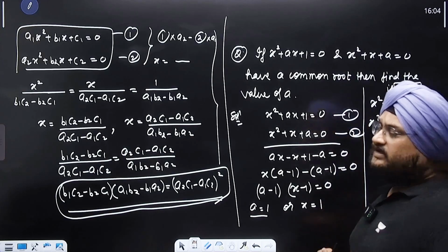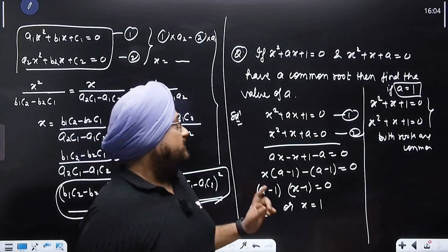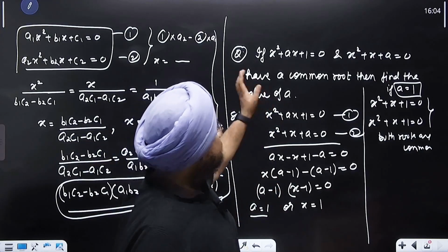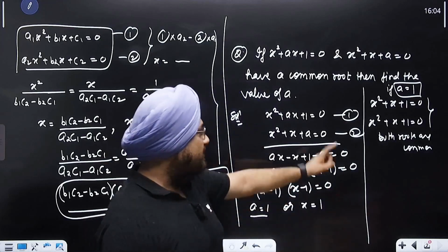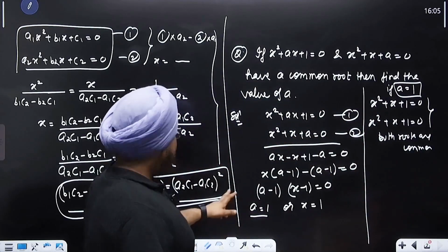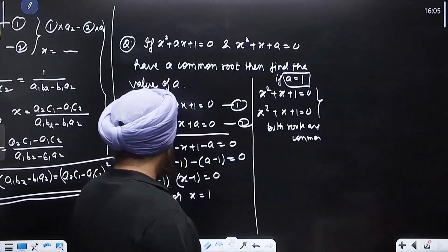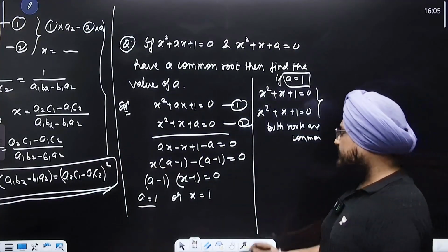We are asked the value of a if the equations have a common root. If the question says these two equations have exactly one common root, then a is equal to 1 will not be the answer. But here we are given that the equations have a common root, then it can have either one root common or both roots common. So a equal to 1.